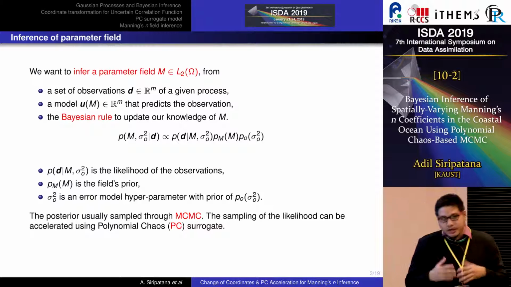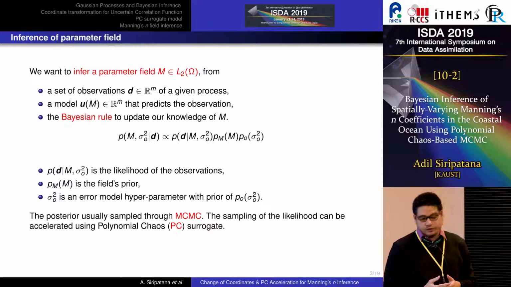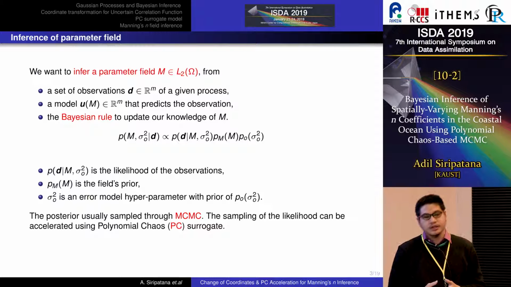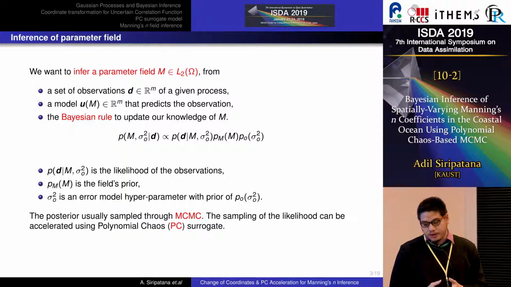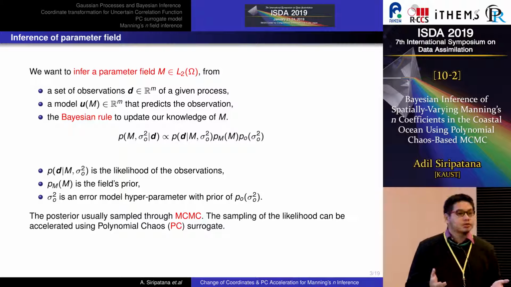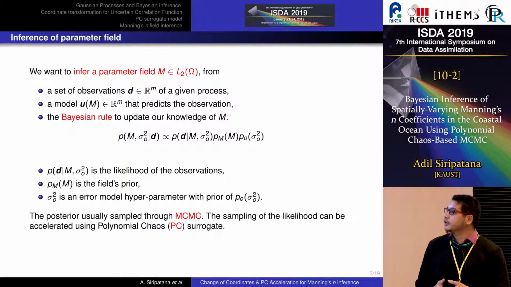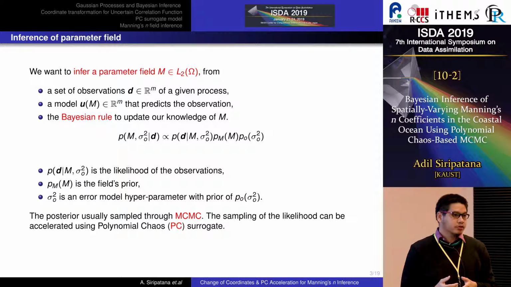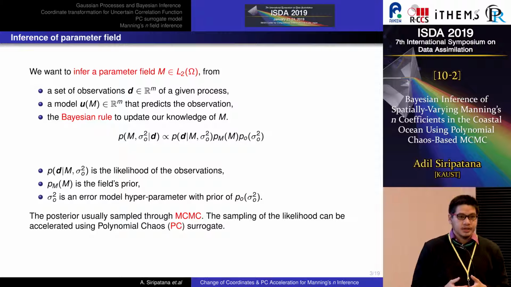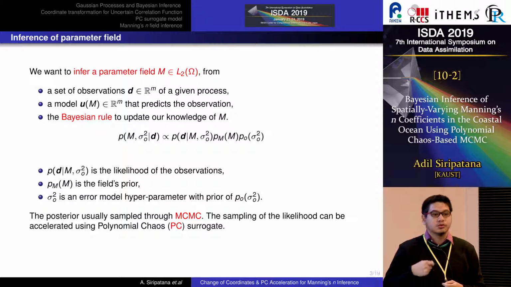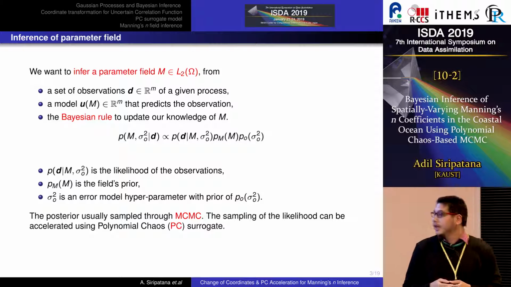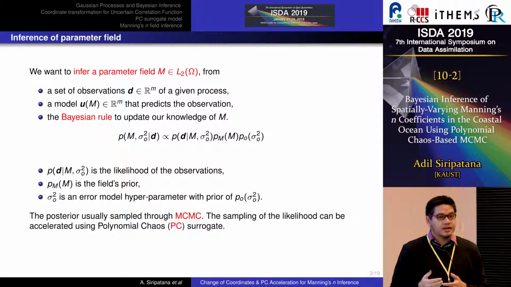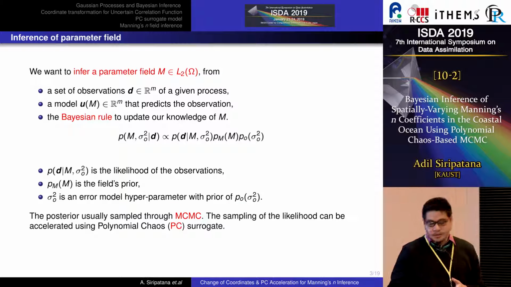So basically, you guys are familiar with Bayesian inference. We have some field that we want to infer, and we resort to the Bayes rule, where the posterior of M, which is the field, is proportional to the likelihood multiplied by the prior. We usually sample the posterior using the MCMC approach. And in sampling, the likelihood is very expensive because for each likelihood we need to do one run of the model. To speed things up, we can use the PC surrogate to solve this problem.